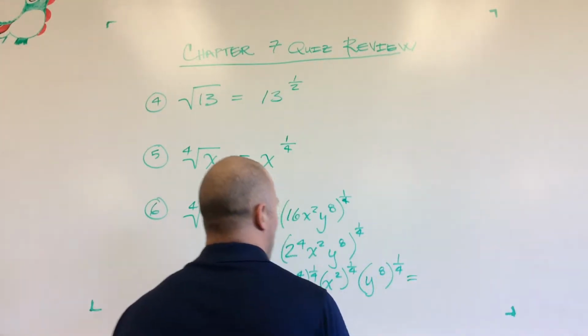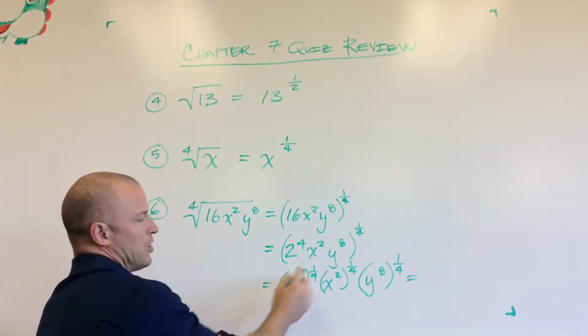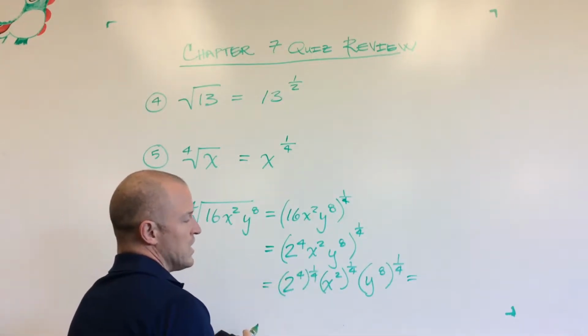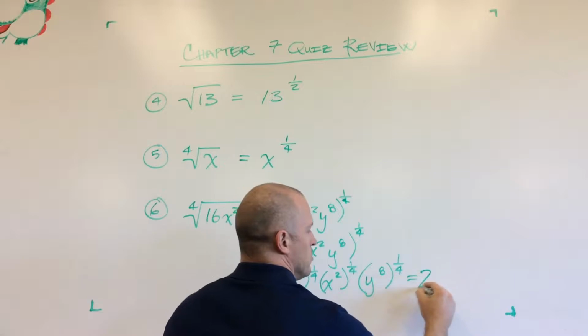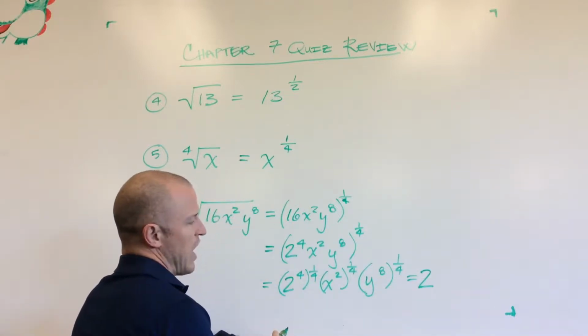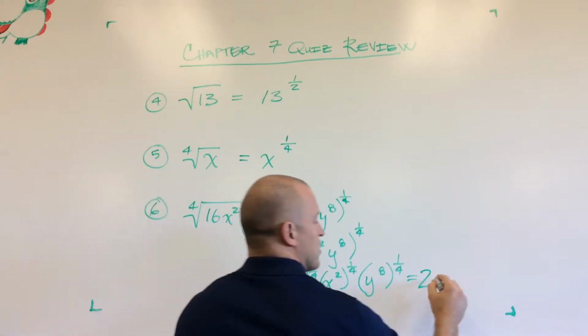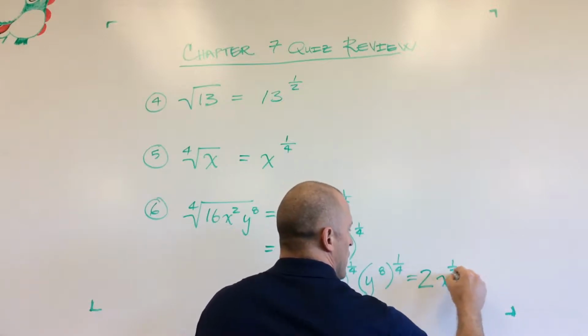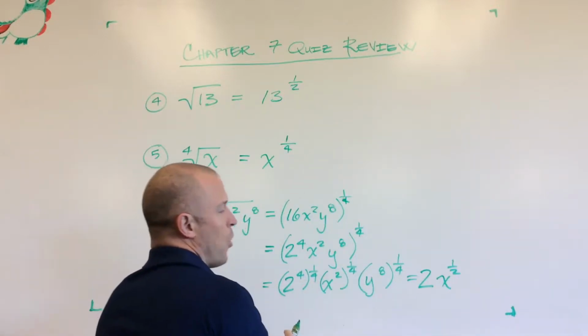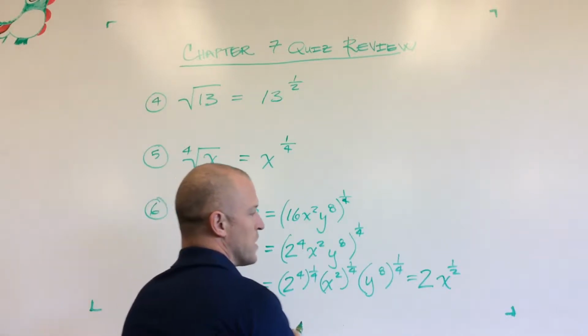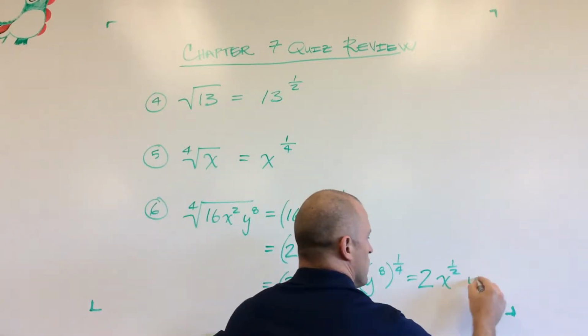As we simplify across, 2 to the 4th to the 1/4, we just multiply each of our powers, so that'll just be 2. In this case, we're going to have x to the 2/4 or x to the 1/2. And here, y to the 8 over 4 is going to reduce to become y squared.